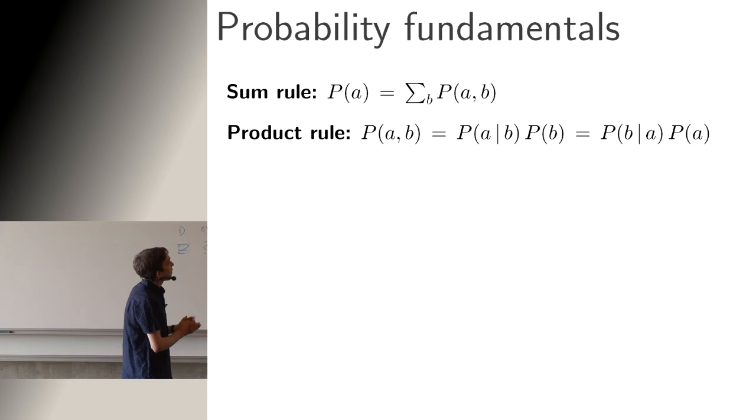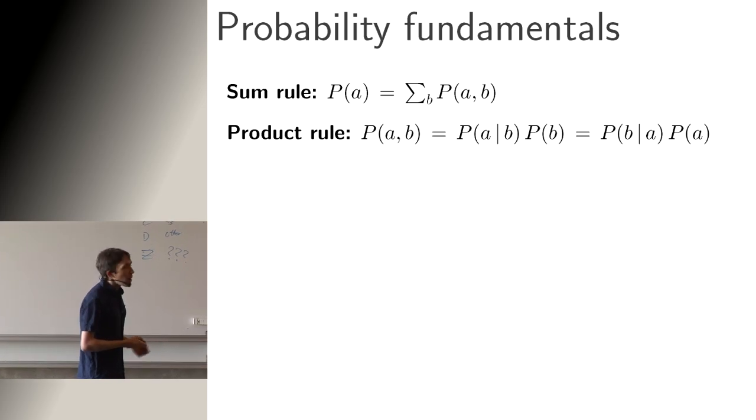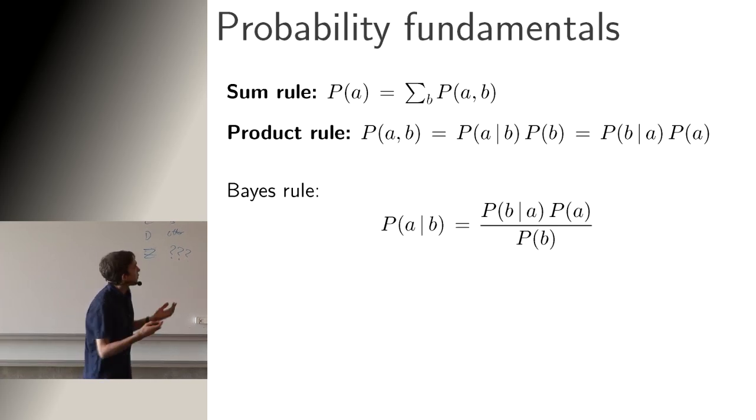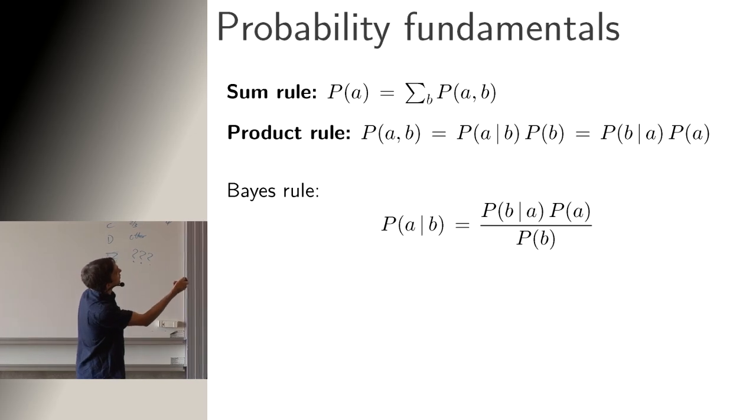So those two things are really the only rules that I think I ever use on a day-to-day basis. But you might have seen combinations of them that you're more familiar with. The first of those is, of course, Bayes' rule. We just get the two equations on the right-hand side and divide by P of B, and we get Bayes' rule. So Bayes' rule is nothing controversial.